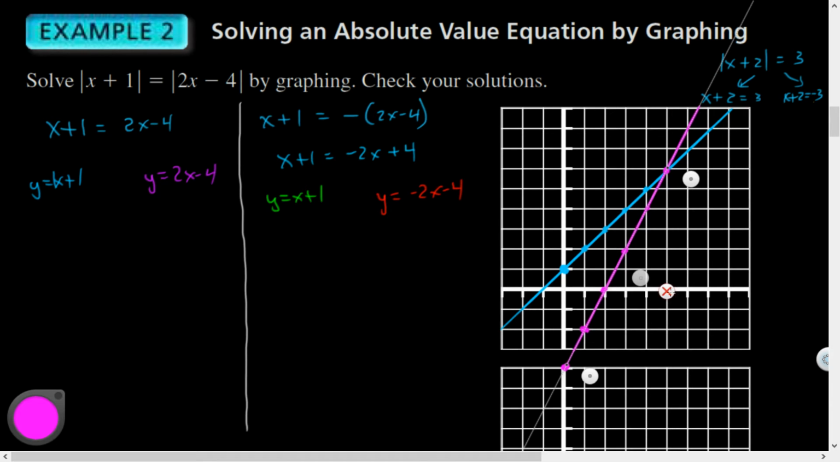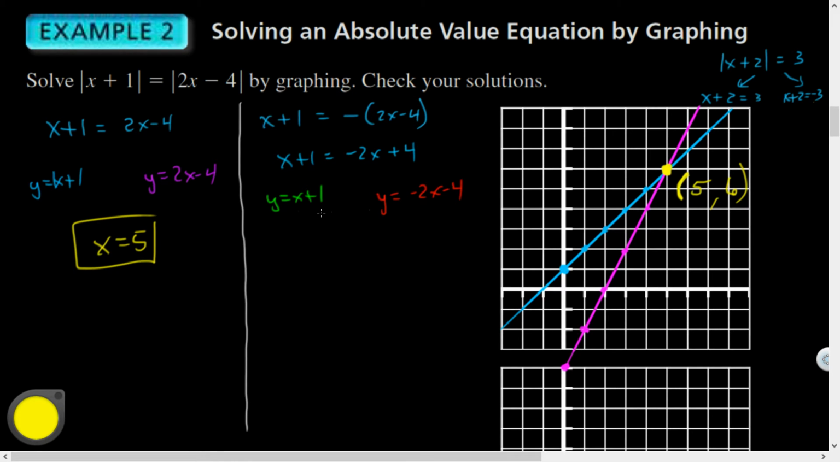All right. So my first solution is the intersection here. That's going to be over 1, 2, 3, 4, 5 and up 1, 2, 3, 4, 5, 6. Technically, I only care about the x. So x equals 5 is this first possible solution. We'll do a check in a minute.